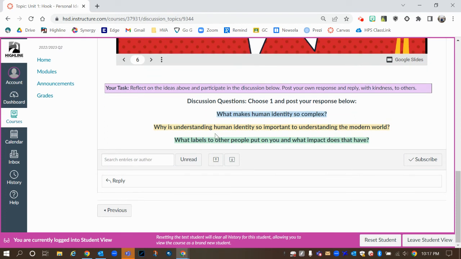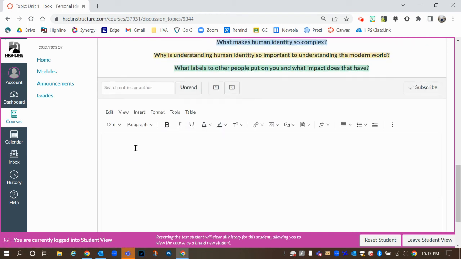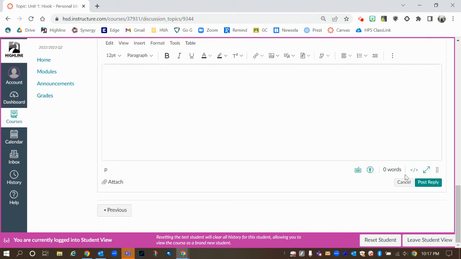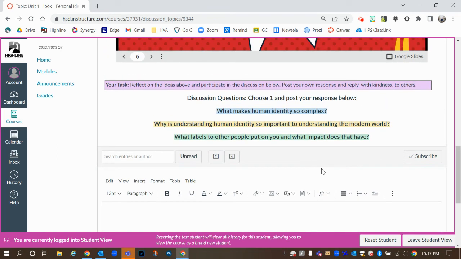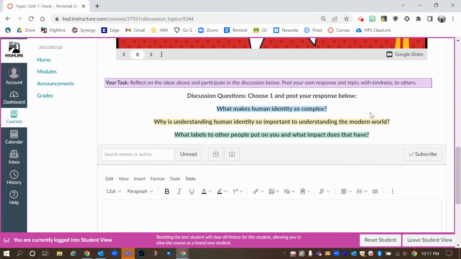In order to participate in the discussion, you would just click right here where it says reply, write out your response, and then hit post reply. You can reply to others, so you can participate in the discussion below by posting your own response and replying with kindness to others.